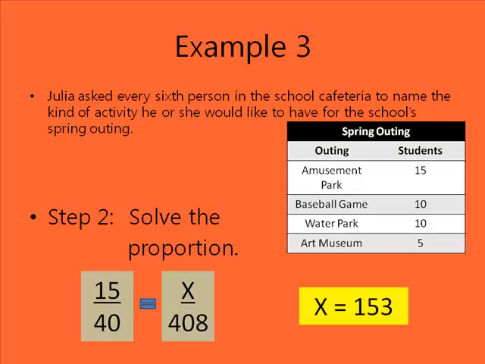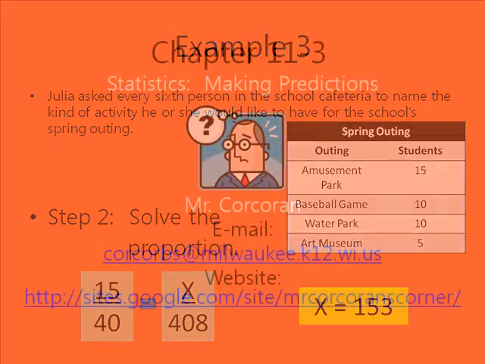I'm not going to do all the work for you right now, but I will tell you I did 15 times 408, because those numbers were across from each other. And then I divided by 40, which was the third number. That leaves me with 153. About 153 people would likely say amusement park.